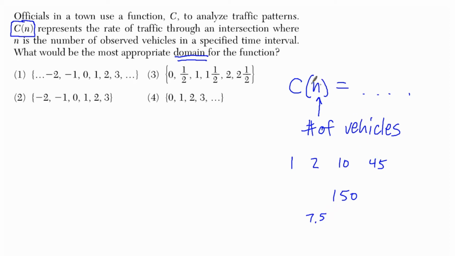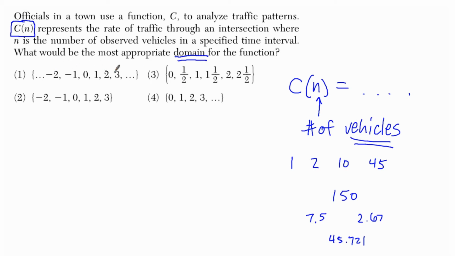So this idea of n representing the number of vehicles, this is something that we count with whole numbers. So there's 1 vehicle, 2 vehicles, 10 vehicles, 45 vehicles, 150 vehicles, but we can't have 7.5 vehicles. We can't have 2.67 vehicles. We can't have 45.721 vehicles. So we have to keep whole numbers when we're talking about vehicles, and a lot of different things can only be whole numbers. So we know that we're dealing with whole numbers here.